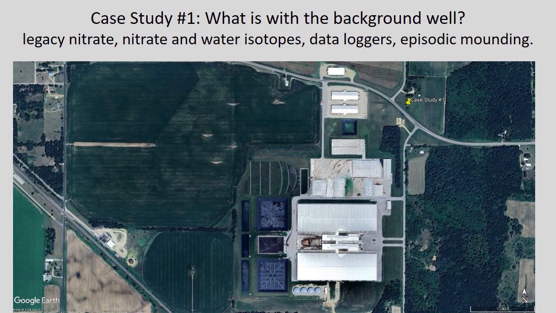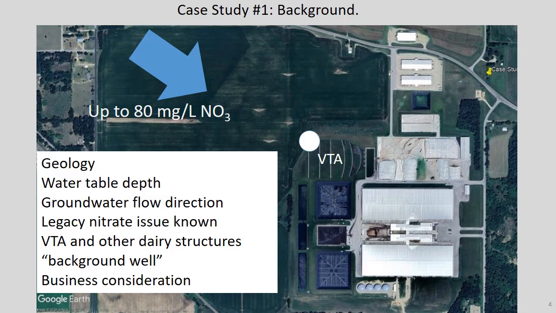You can actually see monitoring wells on this Google Earth photograph. This is a vegetative treatment area for non-manure contact runoff. These are where the manure is stored temporarily. So the geology generally is sand. The water table depth is about 20 feet below ground level. The groundwater flow direction is shown by that blue arrow from northwest to southeast.